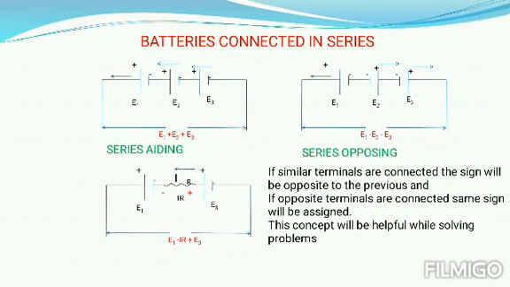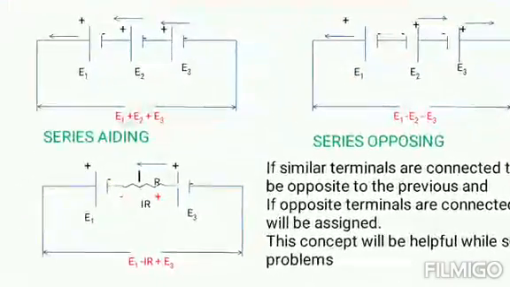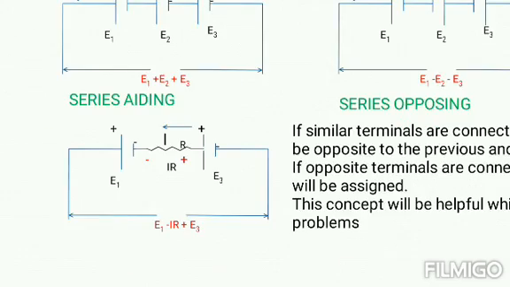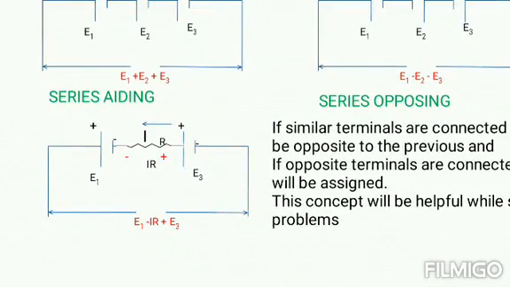Here, if similar terminals are connected, then the sign will be opposite to the previous one, and if opposite terminals are connected, the same sign will be given. Here, let us implement this particular set of rules for the third example. Now, let us consider E1 as the reference. Then the drop IR, the sign for IR is given based upon these rules.